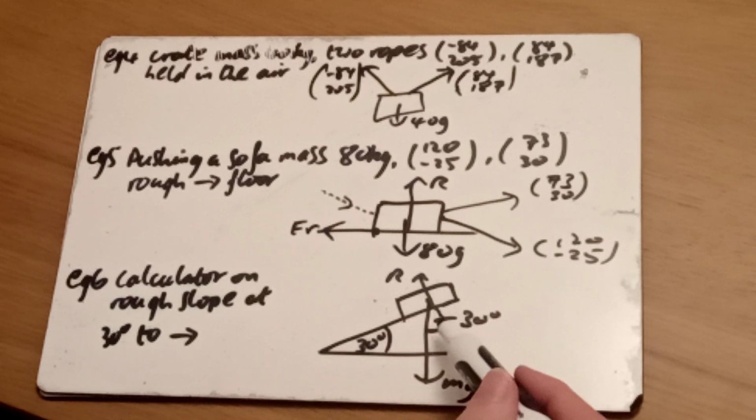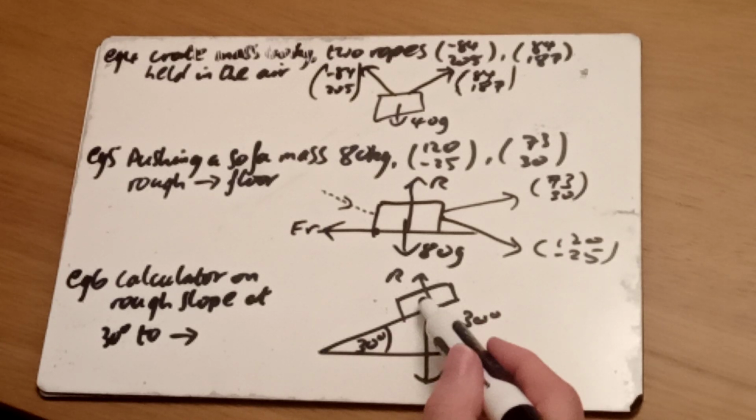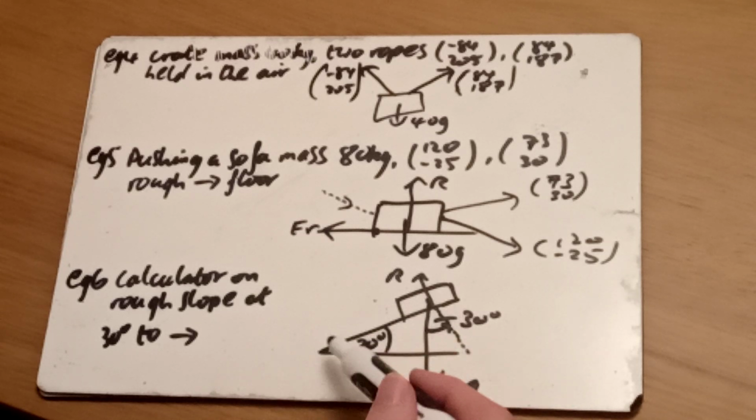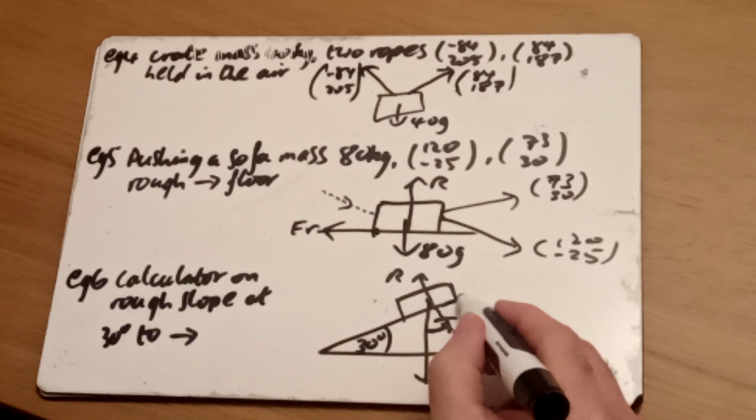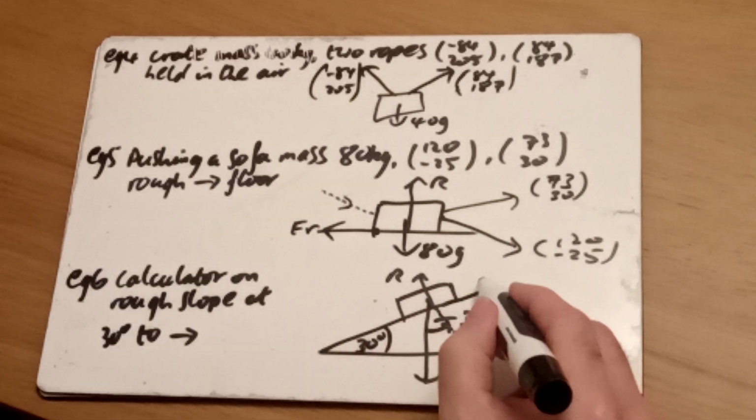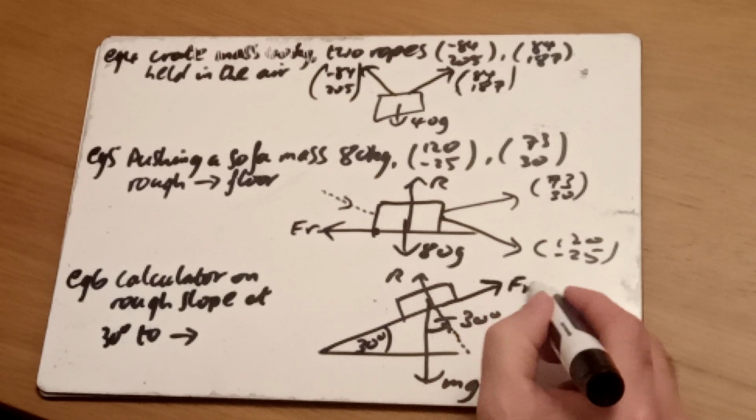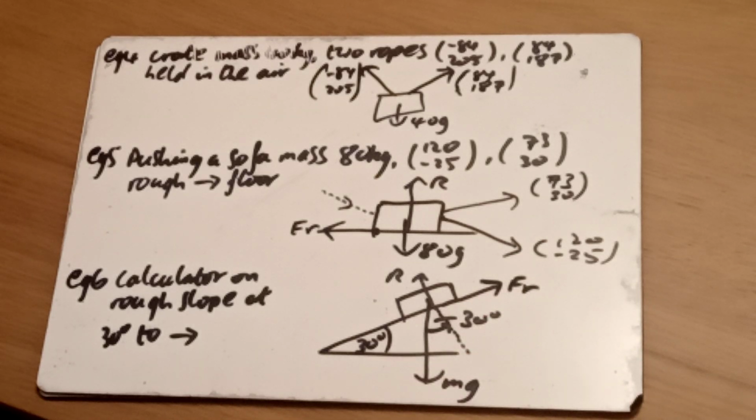Now, if this is the situation, the weight component acting downwards would mean the thing was moving downwards. What potentially stops it moving downwards is the fact it's a rough slope, so the friction, since it wants to go downwards, will oppose the motion like that. Okay, so those are my three forces there.